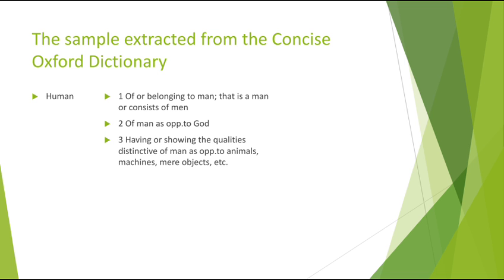Here are the samples extracted from the Concise Oxford Dictionary. Human, there are some points of the meaning here. Number 1, of or belonging to man, that is, a man or consists of men. 2, of man as opposed to God. 3, having or showing the qualities distinctive of man as opposed to animals, machines, mere objects, etc.